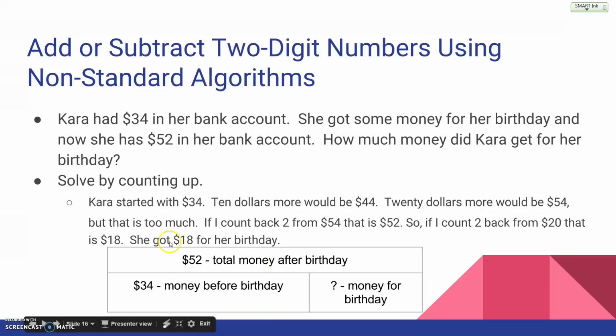Here is the part whole diagram that I was talking about. So here's the word problem. Kara had $34 in her bank account. She got some money for her birthday, and now she has $52 in her bank account. How much money did Kara get for her birthday?